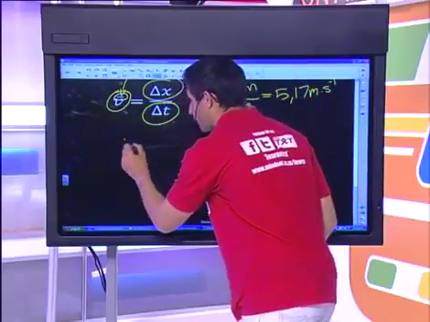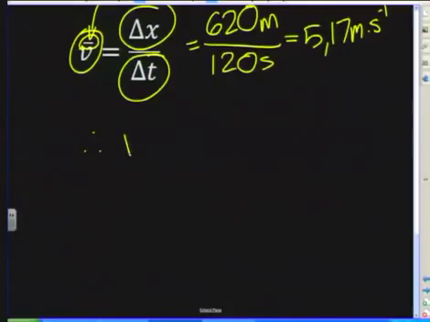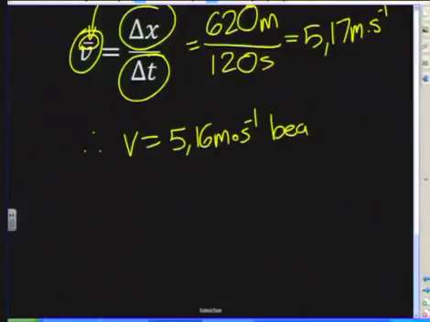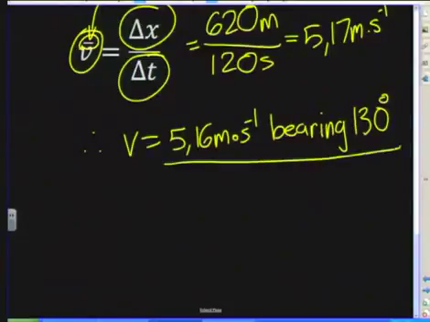So I say, therefore, V is equal to 5.16 meters per second. And lucky for us, we worked out the direction a little bit earlier. So we can say bearing of 130 degrees. And there we go. We've got our final answer. So there's my final velocity. It's got a magnitude and it's got a direction.